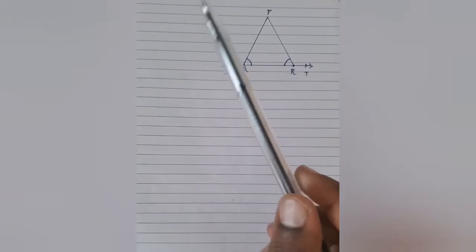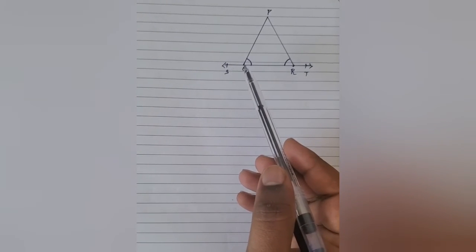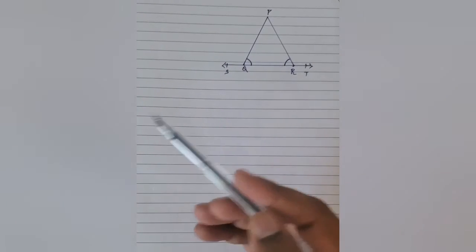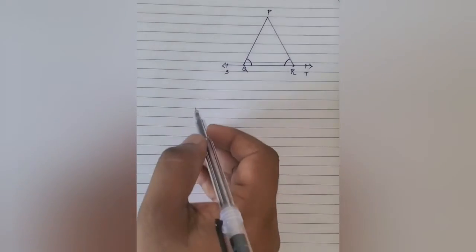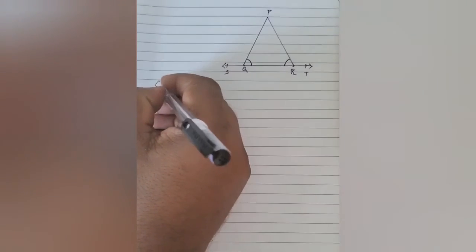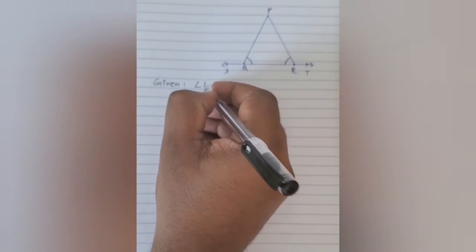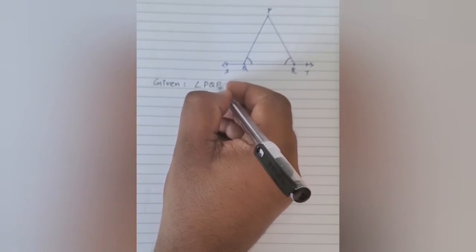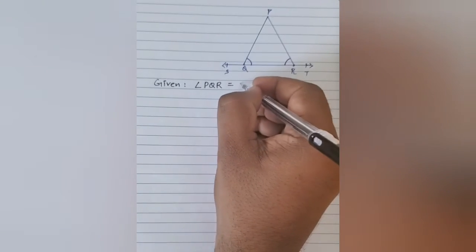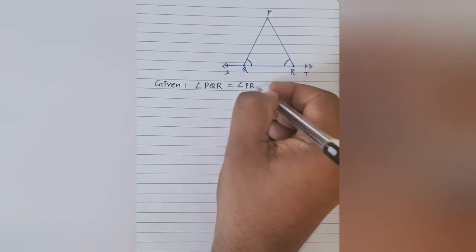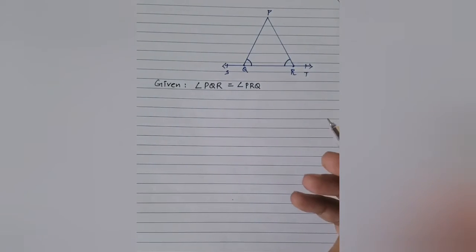Now, as we did with the first two sums, we shall write the given data. If you look at the question, the given data is angle PQR is equal to angle PRQ. Okay, this is one of the given data.